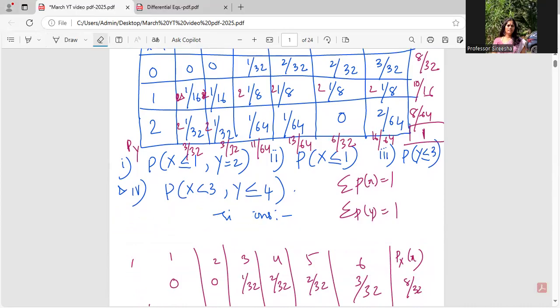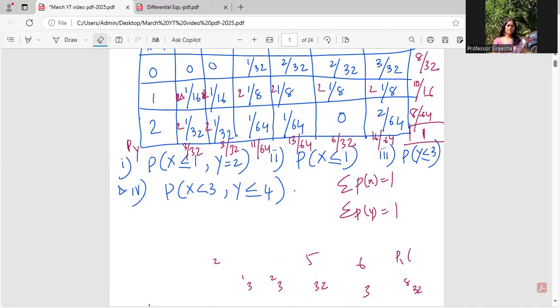Marginal distributions are this. I'll be constructing the marginal distribution table once again, rewriting the table with the sums of the probabilities of the rows and the columns. I should do it for the exam's sake. Now coming to the first problem.